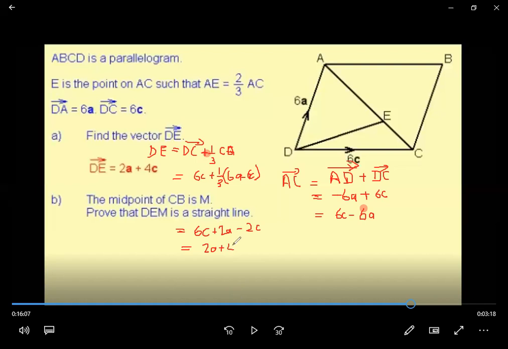Plus 4c. Keep doing that, but this should be 4c. Plus 4c. So this is how it is worked.